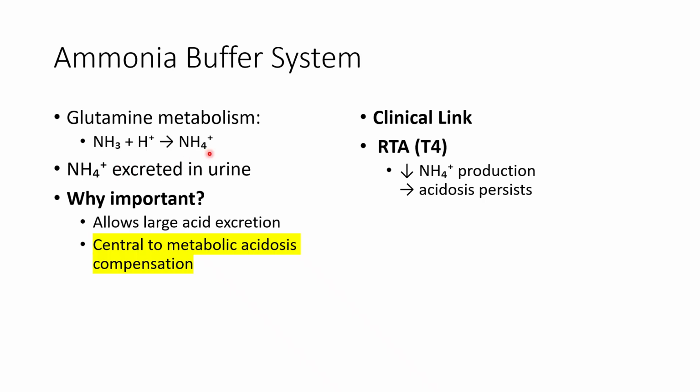Now, the clinical link is, let's say if there is some issue and you cannot form ammonia, like in type 4 RTA, this decreased NH3 formation, ammoniagenesis, will prevent the kidney from excreting this H+, which will lead to acidosis.